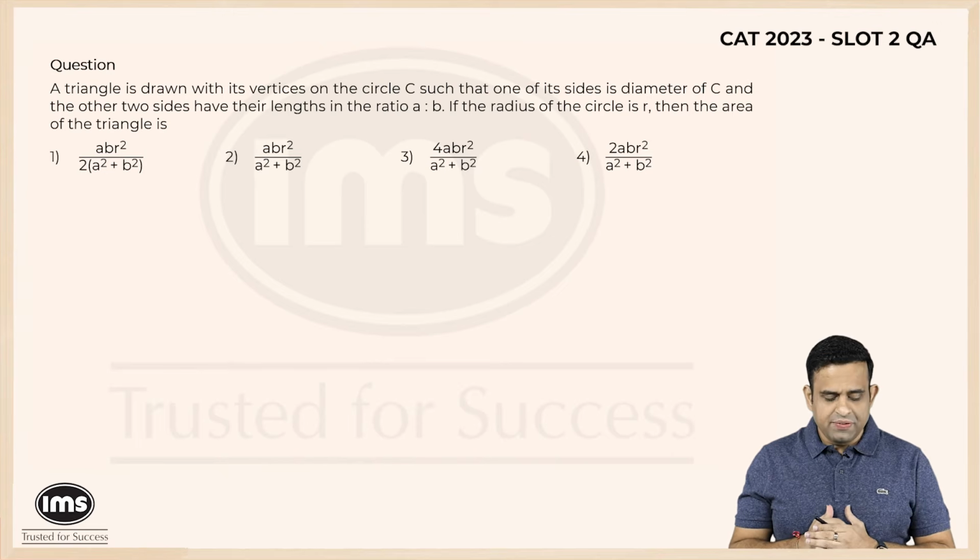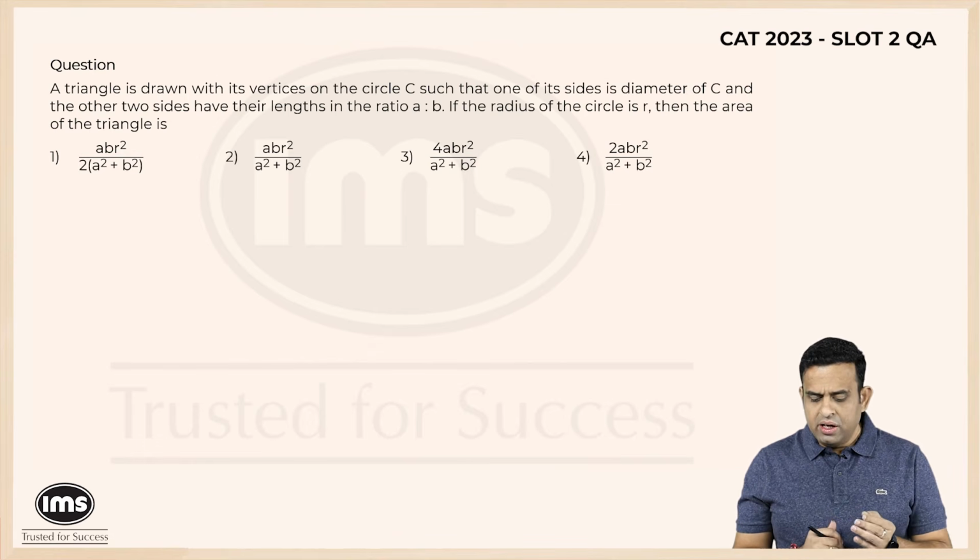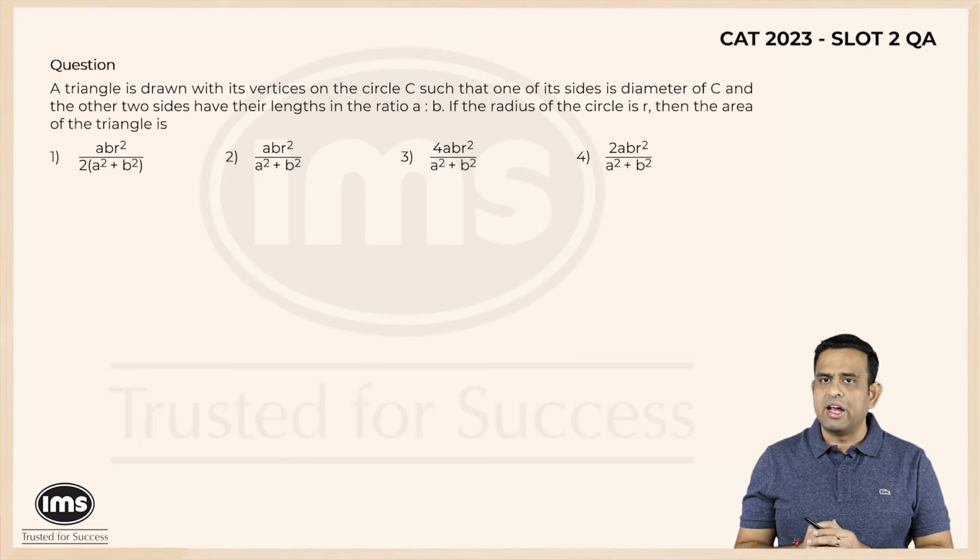In the next sum, it is given that a triangle is drawn with the vertices on the circle such that one of its sides is the diameter of the circle. The other two sides have their lengths in the ratio of A is to B. If the radius of the circle happens to be R, then the area of the triangle is how much?